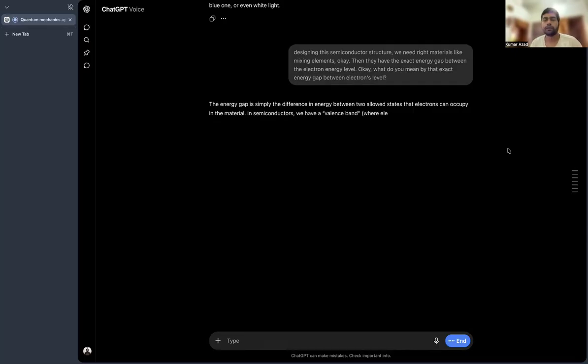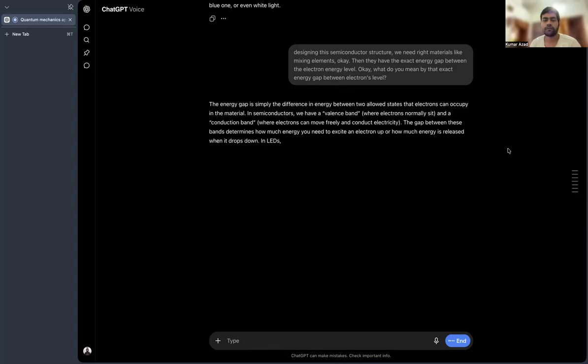In semiconductors, we have a valence band, where electrons normally sit, and a conduction band, where electrons can move freely and conduct electricity. The gap between these bands determines how much energy you need to excite an electron up, or how much energy is released when it drops down. In LEDs, when electrons drop from the conduction band back to the valence band, the energy gap sets the color of the light. That's the exact gap we designed to control the wavelength of the emitted light.